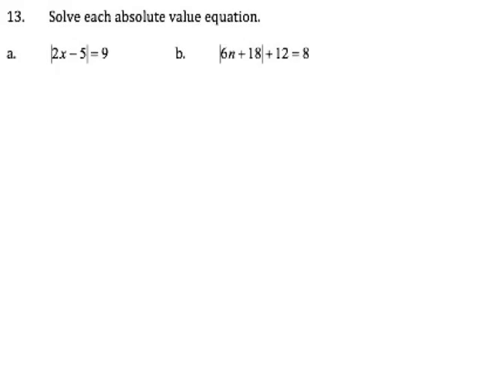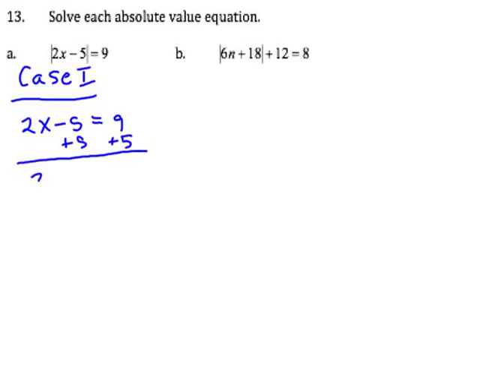So I'm going to start with case 1. For case 1, I'm going to take what was in the absolute value sign and set it equal to exactly what I have right there. This is the case where what was in the absolute value sign was positive. And I'm just going to solve that equation. So I add 5 to both sides, and that gives me 2x equals 14, divide by 2, and x is 7.